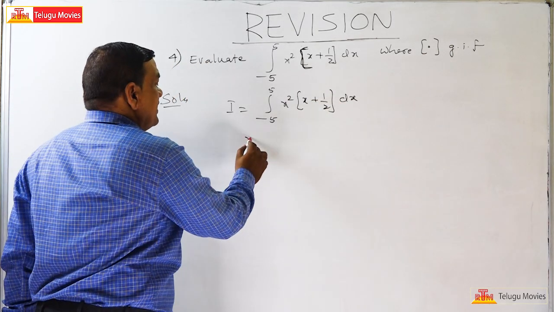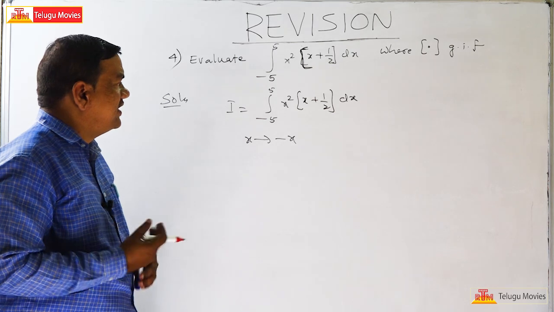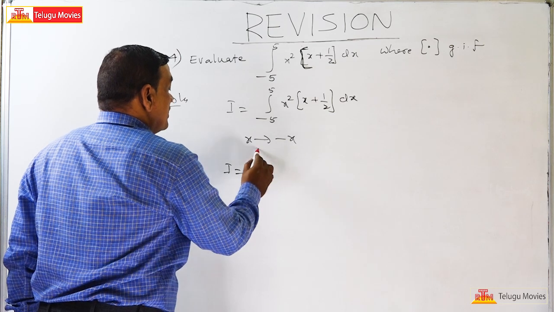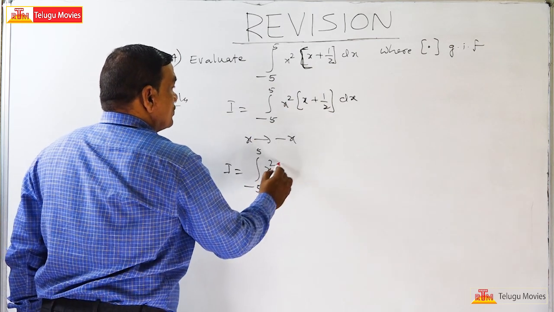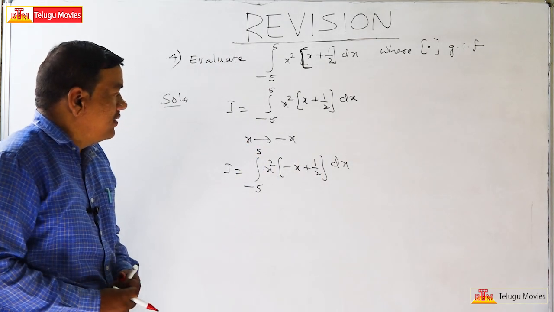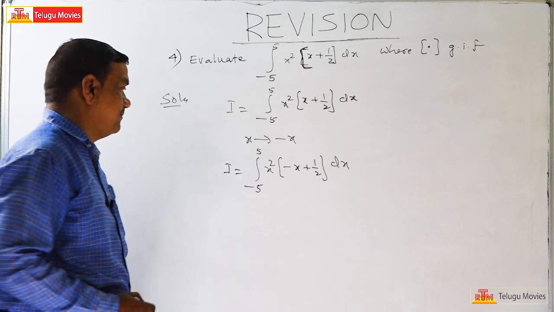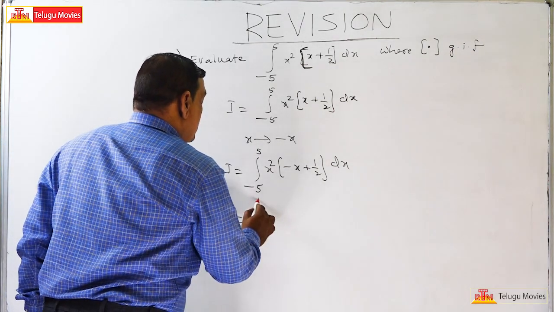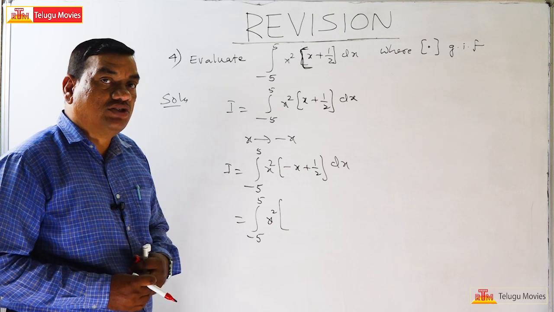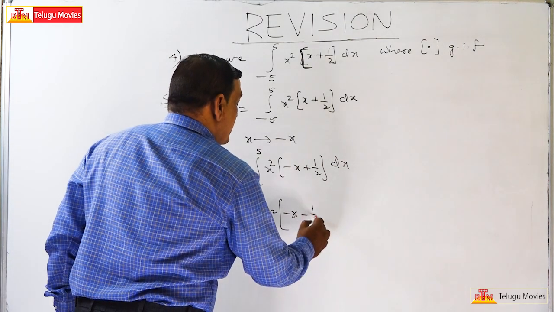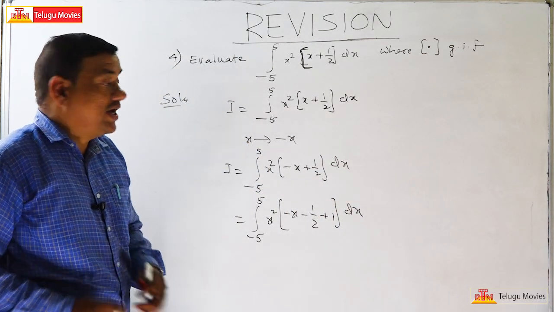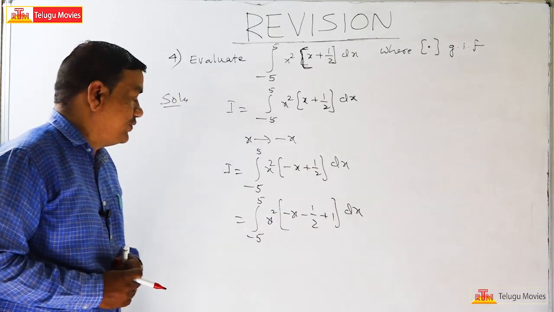Let us replace x with minus x, no problem, x is a variable. So I is equal to the integral from minus 5 to 5 of minus x whole square, which means x square only, into the step of minus x plus 1 by 2 dx. In place of x we substituted minus x. So can I write it as minus x minus 1 by 2 plus 1 dx? Why? Because minus 1 by 2 plus 1 is plus 1 by 2.